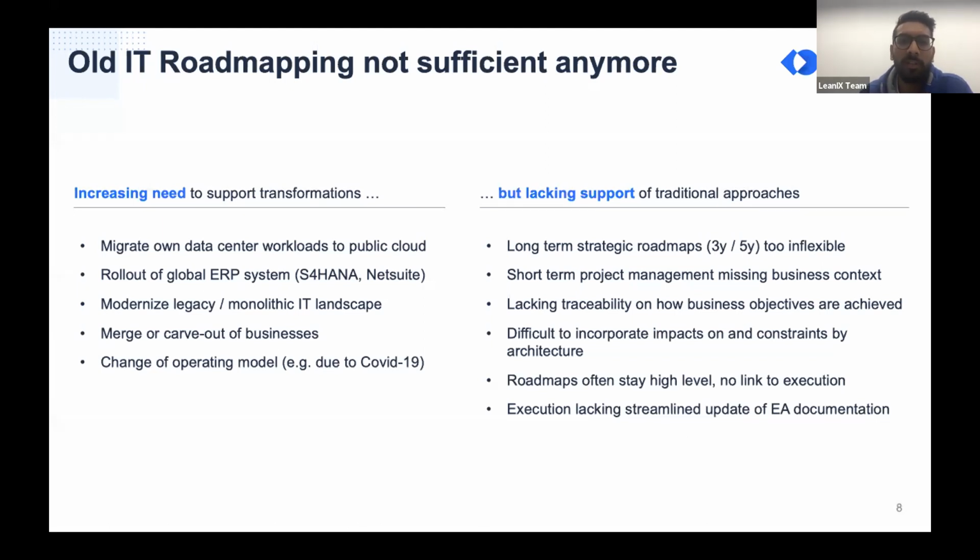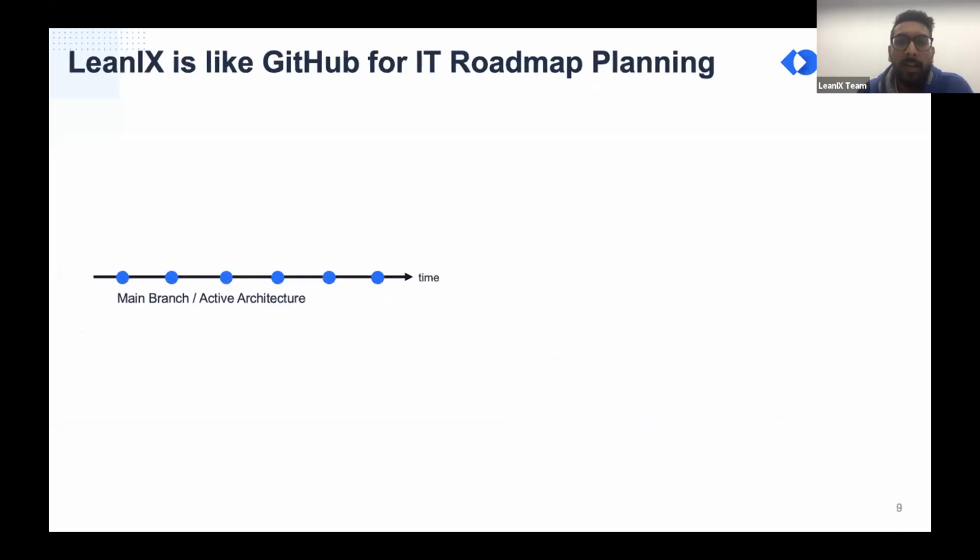So how are we solving this problem? This is by and large a huge issue, but how are we now tackling this issue? LeanIX Business Transformation Management module is like the GitHub for IT roadmap planning, where we think of just one active architecture, comparable to how software developers store their code in a main branch.